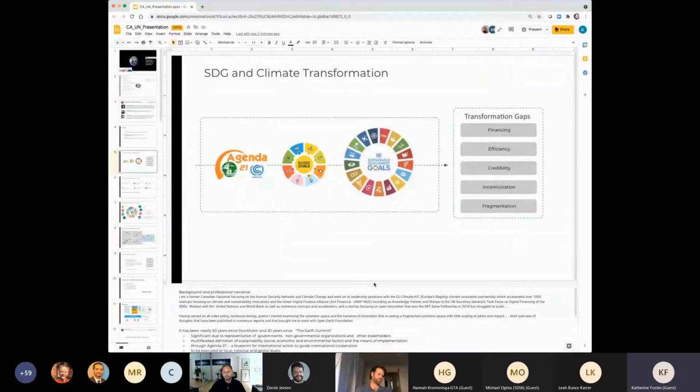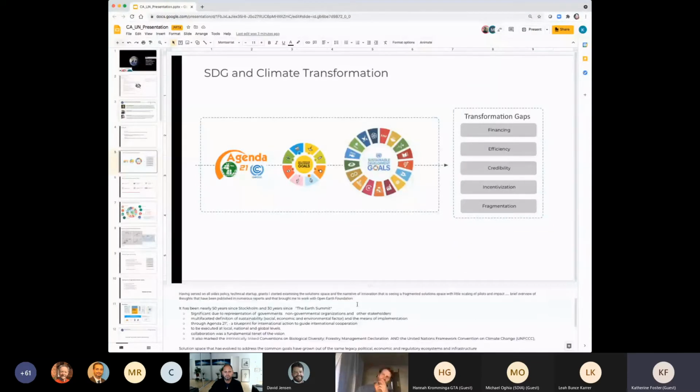I say all this because within that period, I struggled to scale these innovations, including the hundreds of innovations in Climate Kick, the thousands of innovations. Having served on all sides, the policy, the technical, even grant giving, I started examining the solution space and the narrative of the innovation itself that is seeing this fragmented space evolve with little scaling of pilots and impacts.